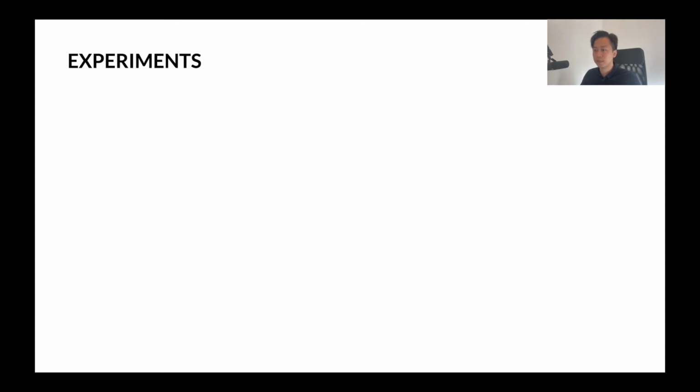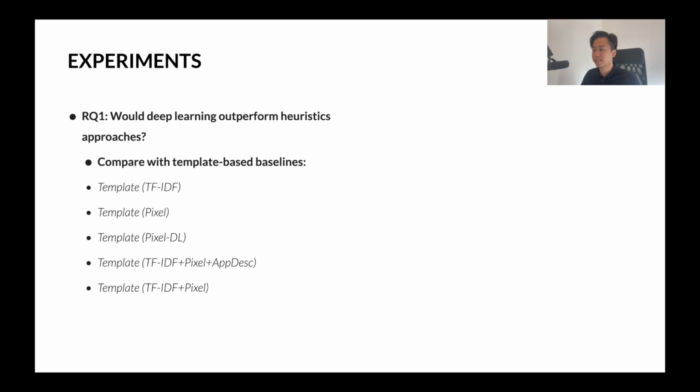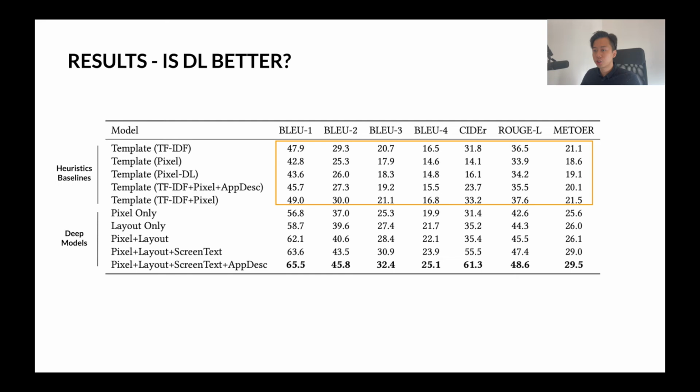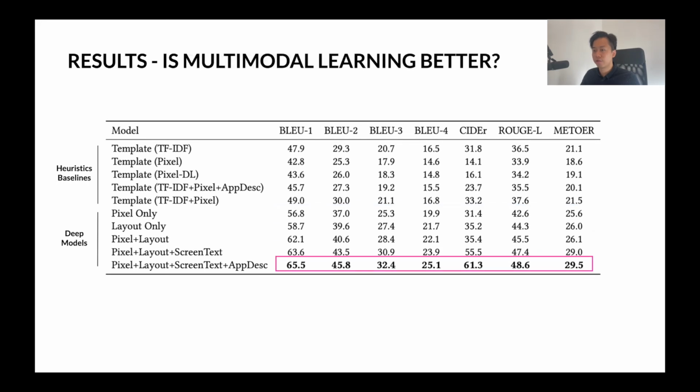In our training experiments, we compare our models with heuristic baselines to validate the effectiveness of the proposed deep learning approach. We also compare multiple model variants that use different numbers of data modalities to see if multimodal learning achieves better performance. The results showed that our model significantly outperformed the heuristic baselines across all metrics. And our full model that uses the most data modalities achieves the best performance among all the model variants, validating our multimodal approach.